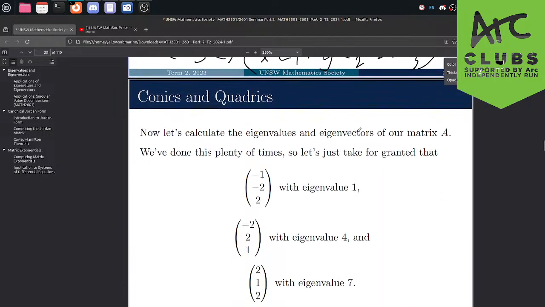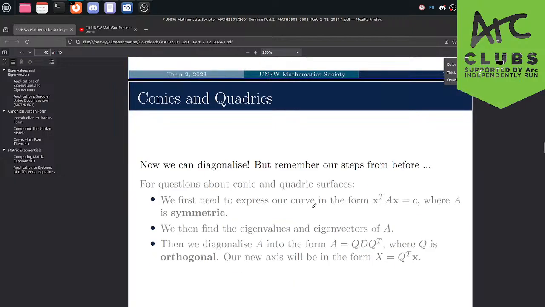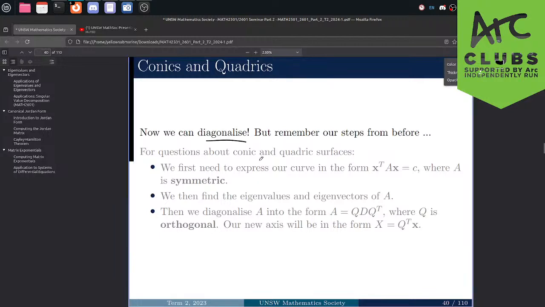Then you can calculate the eigenvalues and eigenvectors. For eigenvalues, take the characteristic polynomial. For eigenvectors, find the kernel of A minus lambda I. So here we find the eigenvector for eigenvalue 1, eigenvector for 4, and eigenvector for 7. So now we can diagonalize.